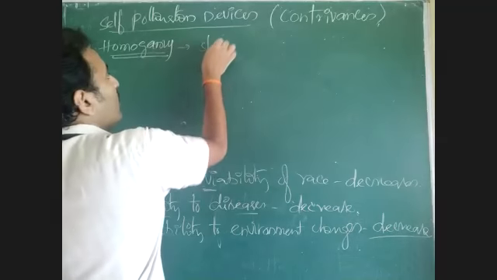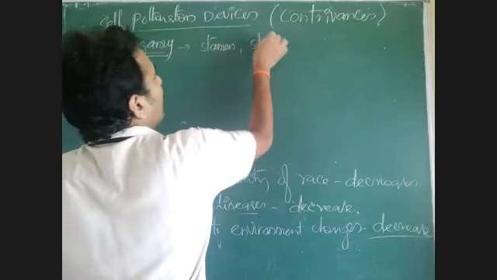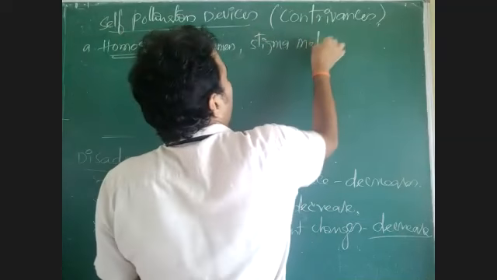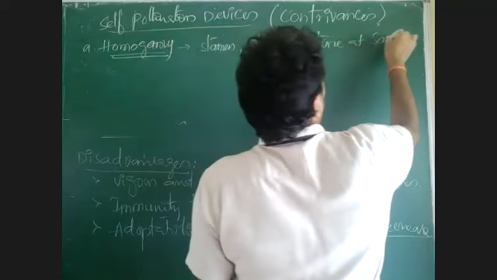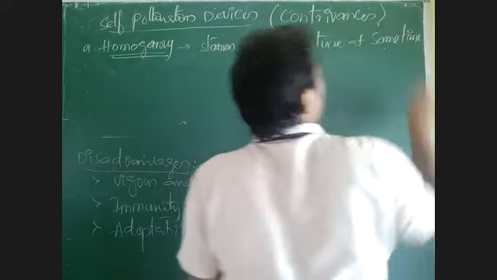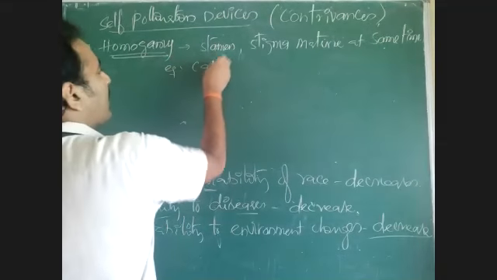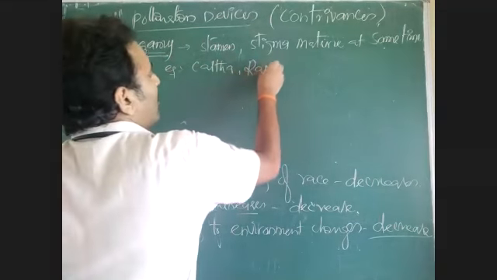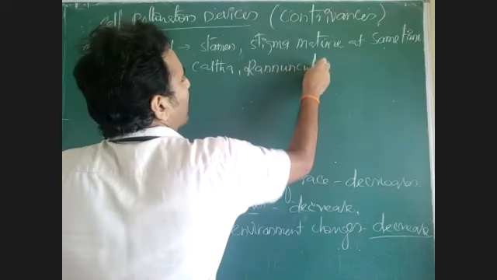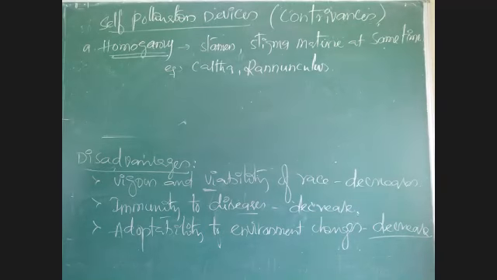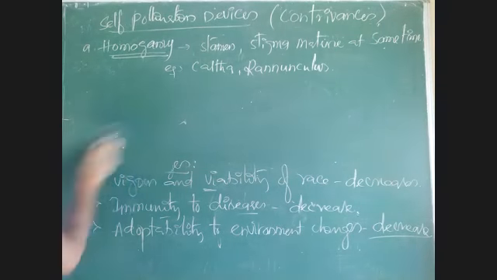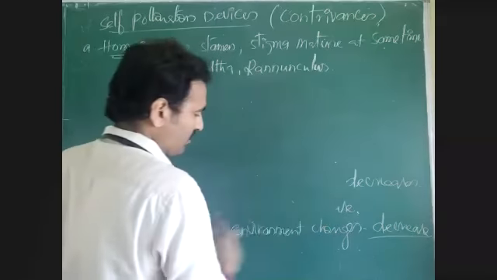Homogamy. What does homogamy mean? Stamen and stigma mature at the same time. If stamen and stigma are maturing at the same time, what happens? Stamen is releasing pollen grain. At the same time, stigma is also receptive. So stigma will receive pollen grain and cause self-pollination. This we can see in some plants like Caltha and Ranunculus. In Caltha and Ranunculus, we can observe the homogamy type of self-pollination.